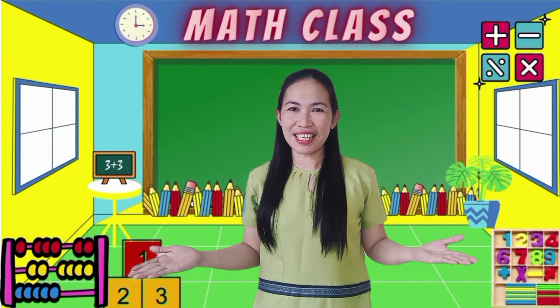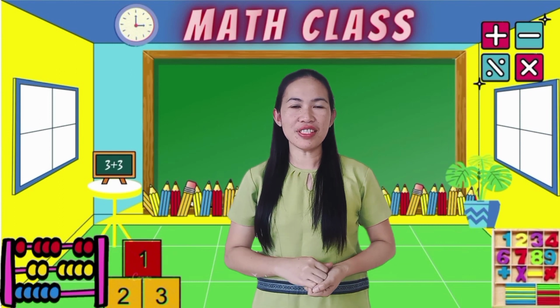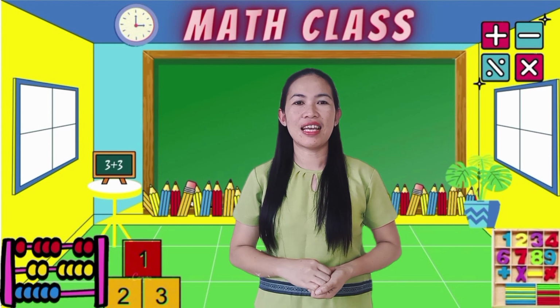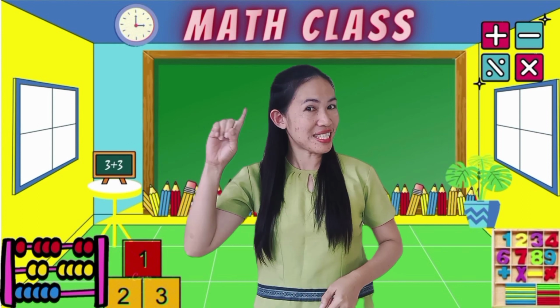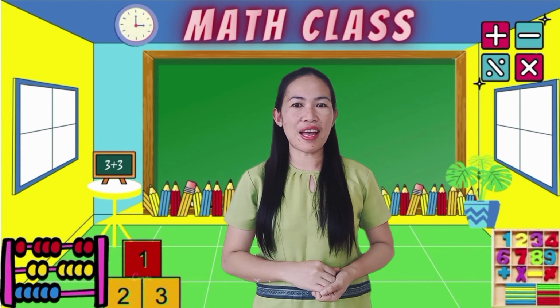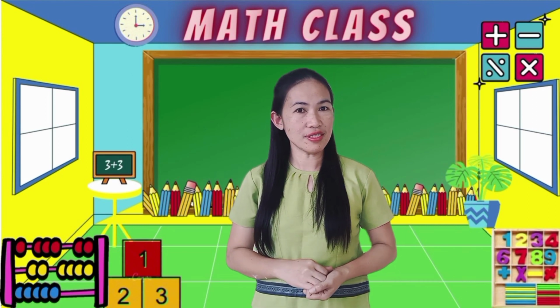Are you still with me, kids? I hope that you understand the ways on how to find the missing term in a proportion. Again, how do we find the missing terms in a proportion?